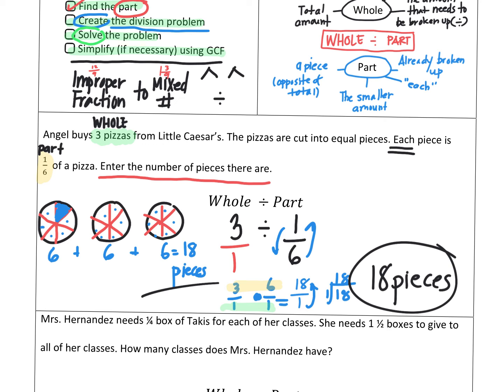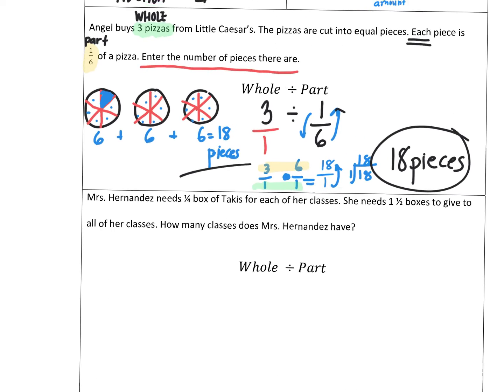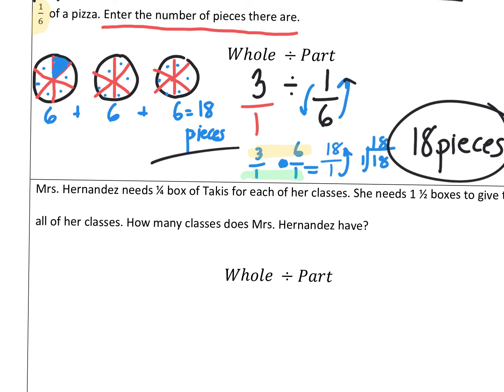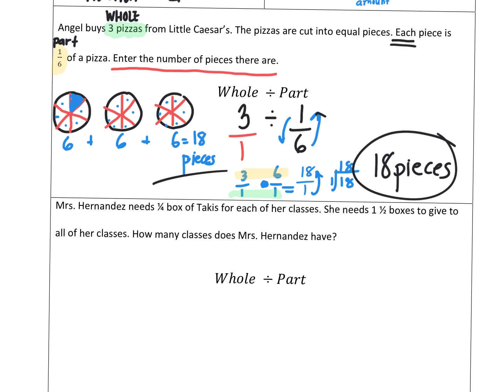All right, let's do one more together. Remember, as what I do, you do, okay? That's important. Mrs. Hernandez needs 1/4 box of Takis for each of her classes. She needs 1.5 boxes to give to all of her classes. How many classes does Mrs. Hernandez have? Okay, so I want you guys to notice some important words. This one is each, and it's talking about 1/4 of a box. And then this one is all.